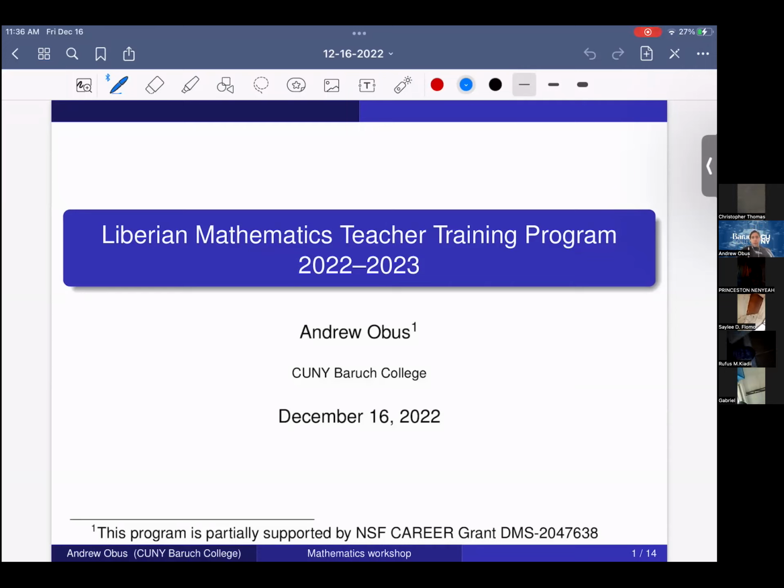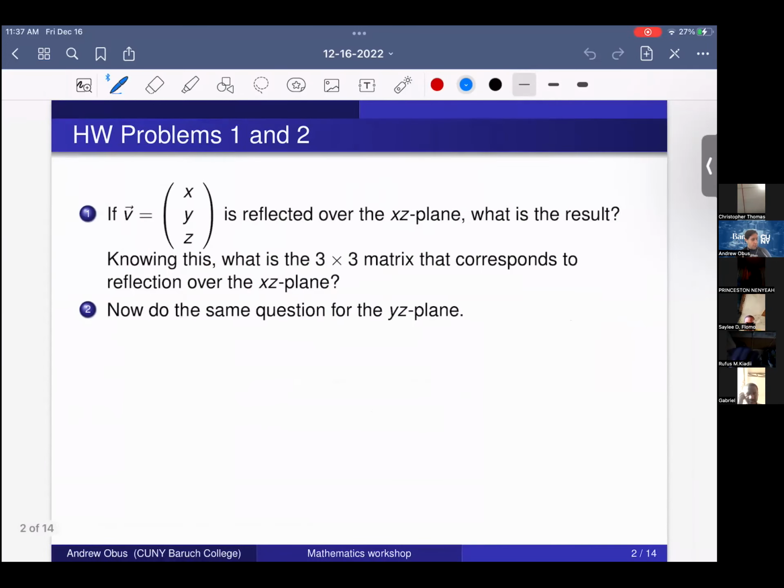Welcome again to everybody. What I want to do is talk a little bit more about determinants today, and then also talk about cross products and how cross products and determinants are related. Next time we'll discuss the geometry involving cross products and determinants. As usual, I want to go over the homework problems first.